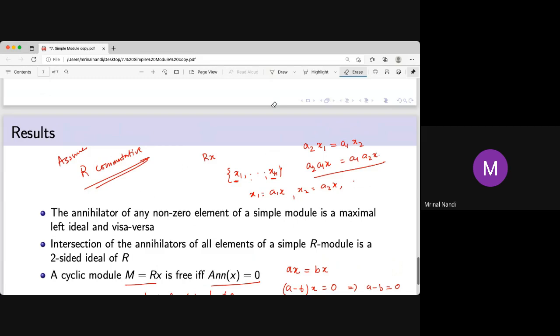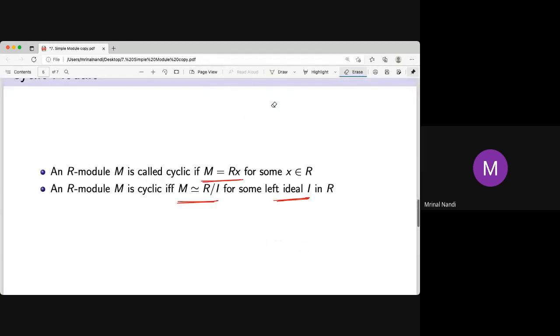And what is the theorem left? That an R module M is cyclic if and only if there is some left ideal I for which M is isomorphic to R mod I. How do you prove this? Let's think.